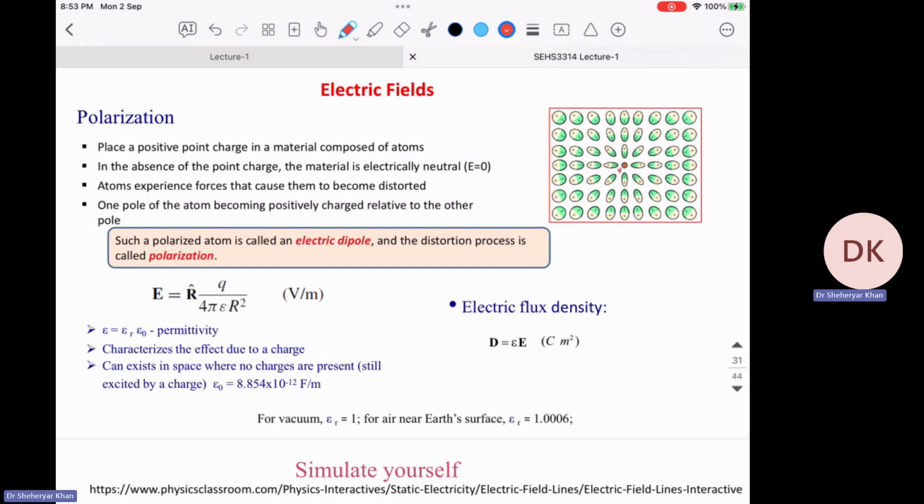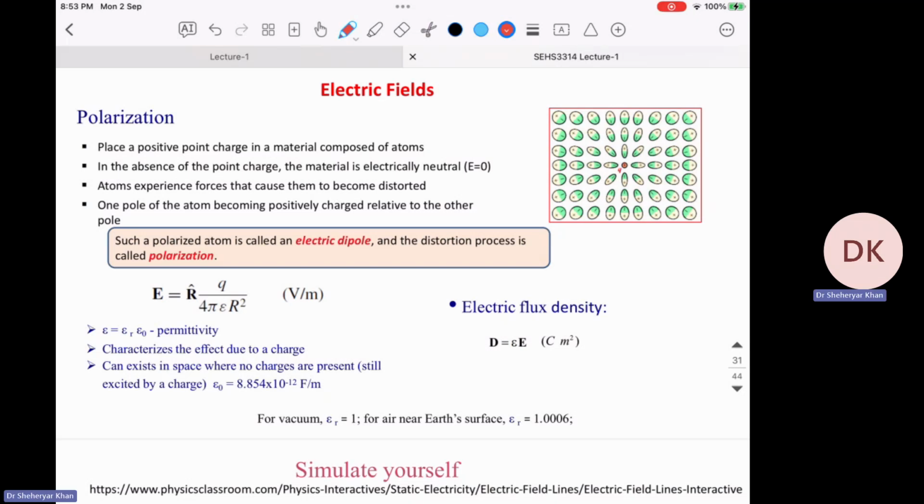That is an example for any material, because materials have atoms with positive and negative polarity. So when you place a positive charge, all the atoms will align themselves in the direction of that charge, right? The negative portion will be aligned toward the positive. You see the green regions that are negative are aligned according to the positive, because positive and negative attract each other. In the absence of this charge, the total E is zero.